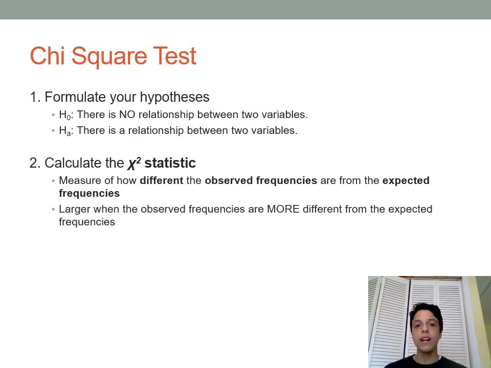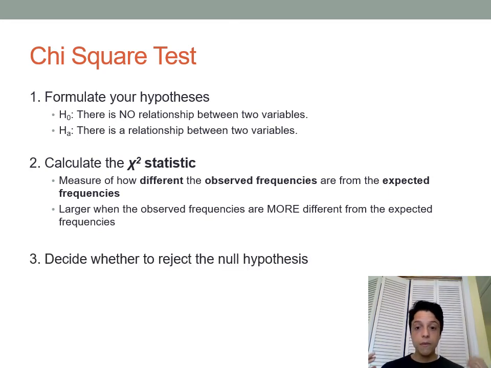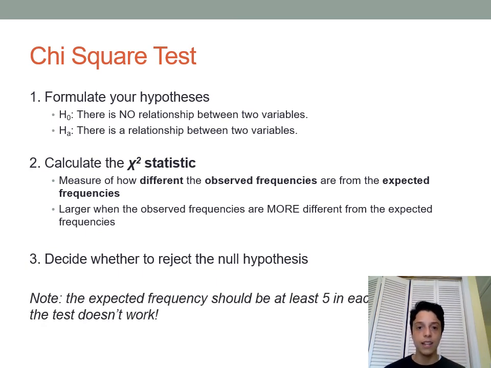And so the chi-square statistic is larger when the observed frequencies are more different from the expected frequencies. So the further off your sample is from what you would expect if there was no relationship between the variables in the population, the bigger the statistic is. And then the more similar your sample is to what you would expect, the smaller the statistic is. And then we're going to place this statistic on a sampling distribution like we usually do, use that to calculate a p-value, and use that p-value to decide whether or not to reject the null hypothesis.